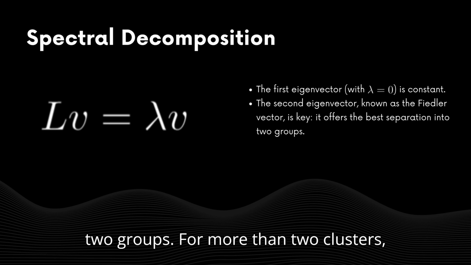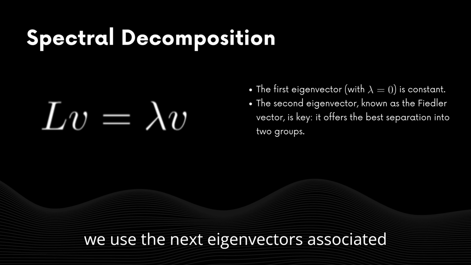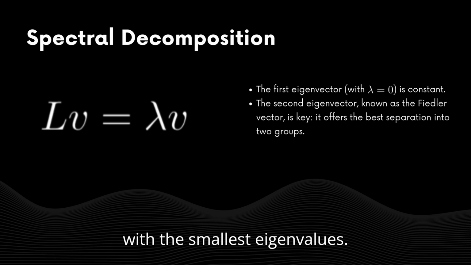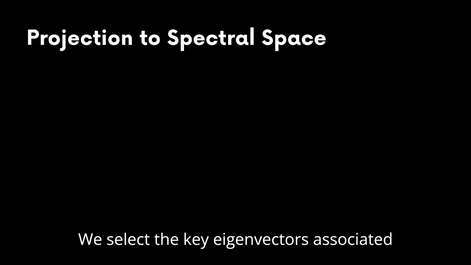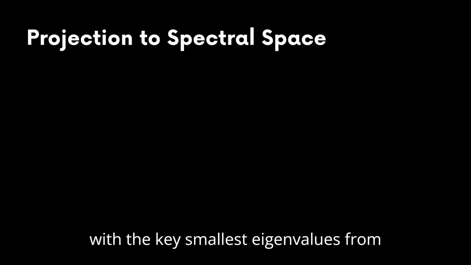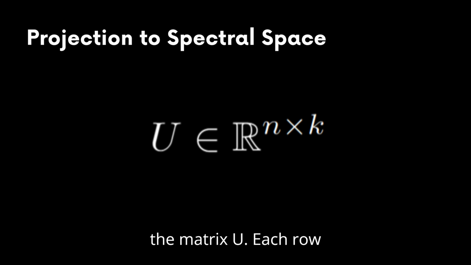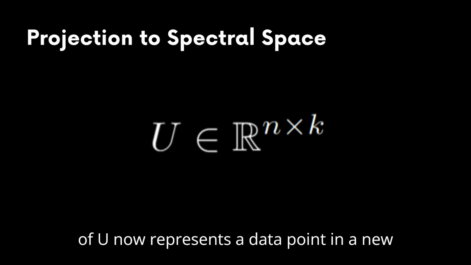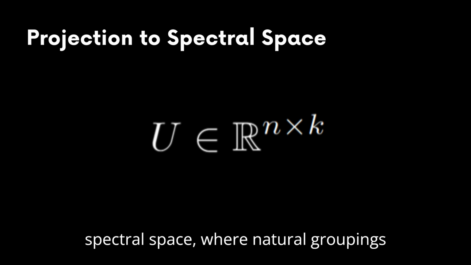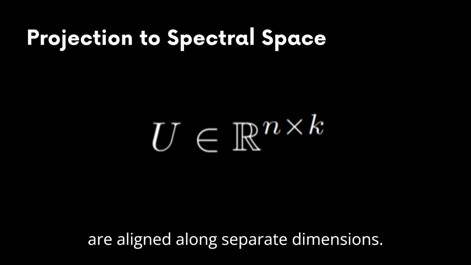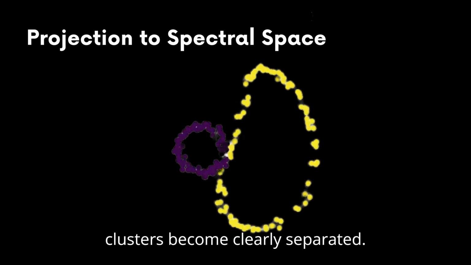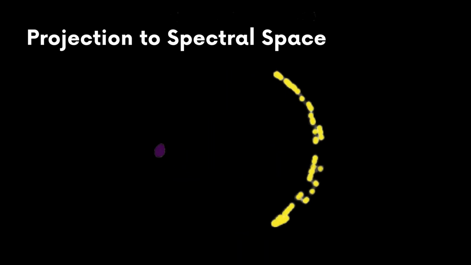For more than two clusters, we use the next eigenvectors associated with the smallest eigenvalues. We select the k eigenvectors associated with the k smallest eigenvalues to form the matrix U. Each row of U now represents a data point in a new spectral space, where natural groupings are aligned along separate dimensions. It's like rotating the space until the clusters become clearly separated.